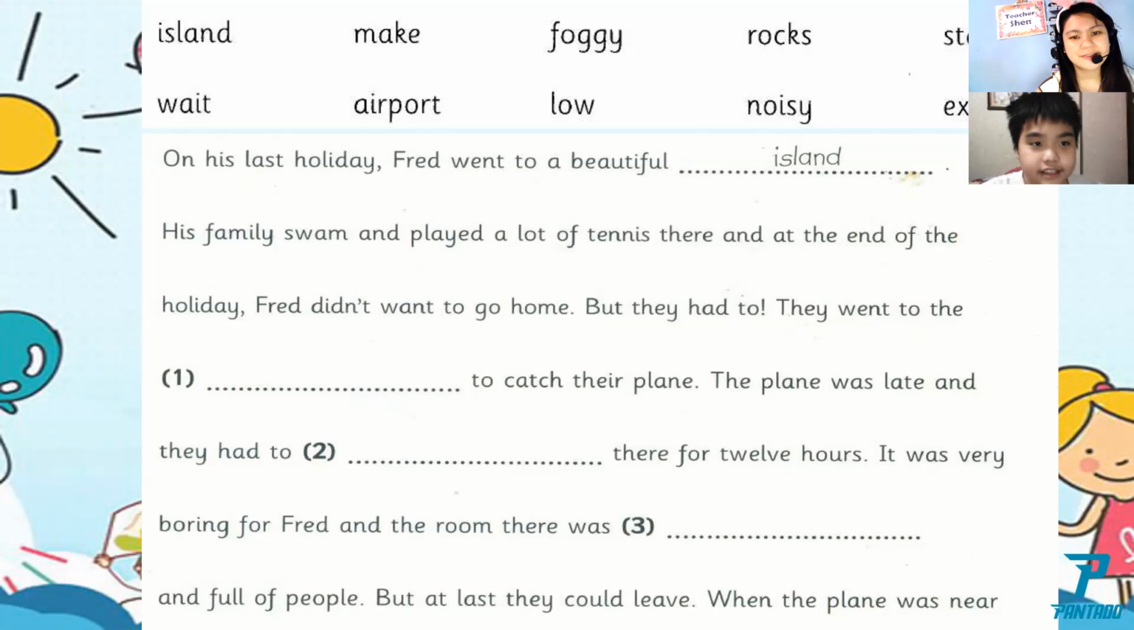Okay. On his last holiday, Fred went to the beautiful Iceland. It's island, not Iceland. It's island. Okay, now you repeat. Island. Island. His family swam and played a lot of tennis there.